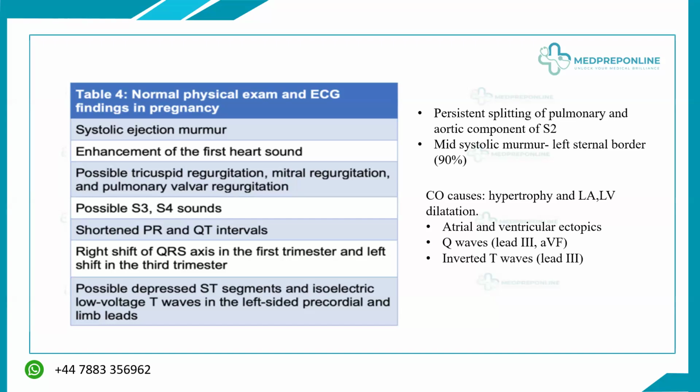So because of the enlargement of the heart, there is displacement of the heart more anteriorly, right? And there is a shifting of the axis. During the first trimester, there is a slight right shift, but always remember for the broader picture, the heart mainly shifts with a left axis deviation, right? So it's more to the anterior and to the left. So there is a leftward shift in the axis. There can be possible depression of the ST segments as well. And like we discussed, inverted T waves and Q waves.